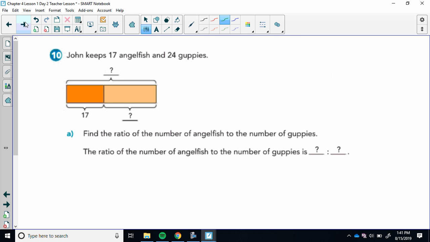Next, John keeps 17 angelfish and 24 guppies. Find the ratio of the number of angelfish to the number of guppies. We're comparing angelfish to guppies. So angelfish is 17 and guppies is 24. So 17 to 24. If you're going to fill this out, this would be the 24, and then this would be 41 up here. This would be the total number of fish.